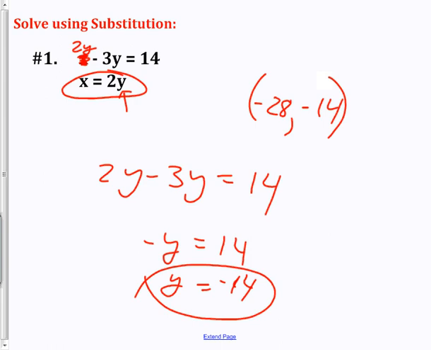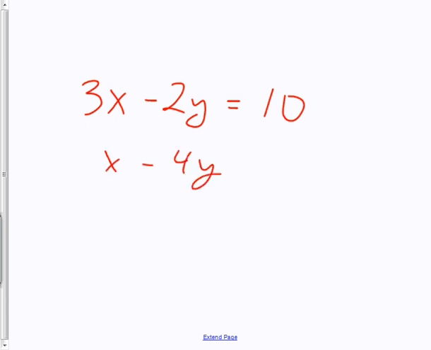All right, that's called solving using substitution. You take this fact and you stick it into the other equation. All right, I want you to try one just like that. 3x minus 2y equals 10, and x minus 4y. No, it's too complicated. Let's keep your life simpler than that. x minus y equals 4.